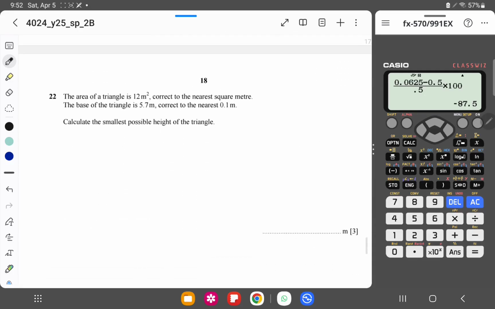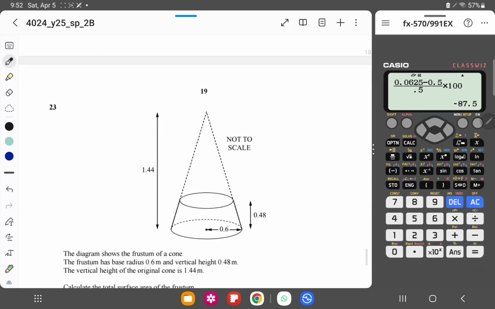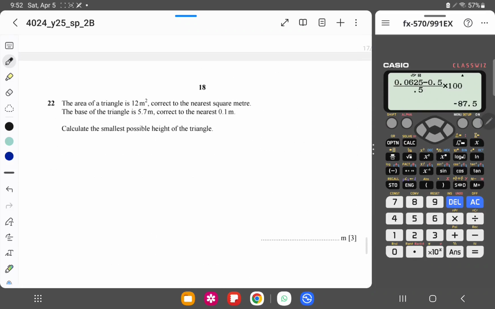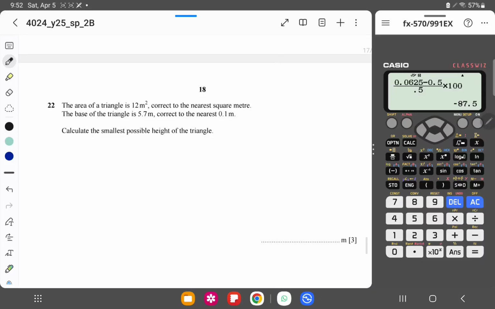Now going to the next question, 22, and then we have the last question, 23. Question number 22: the area of the triangle is 12 square meters, correct to the nearest square meter. So nearest square meter means we do plus minus half to get the lower bound and upper bound. The base of the triangle is 5.7 meters, to the nearest 0.1 meters. So your base will be 5.7 plus minus 0.1 upon 2, which means 0.05.